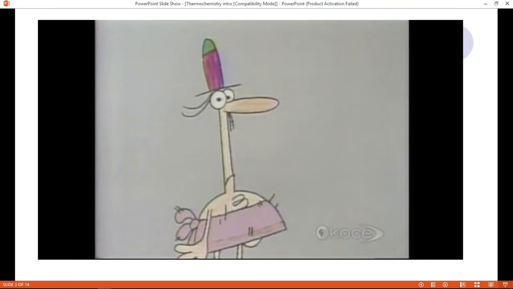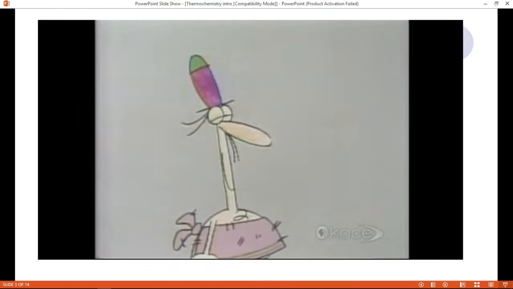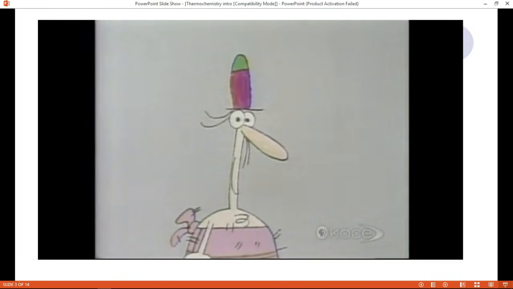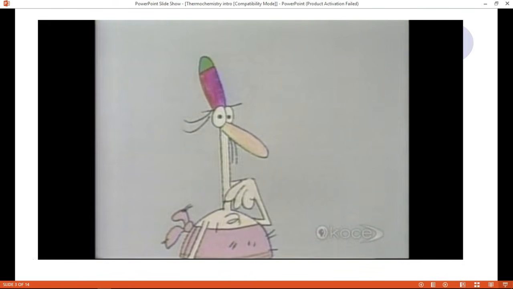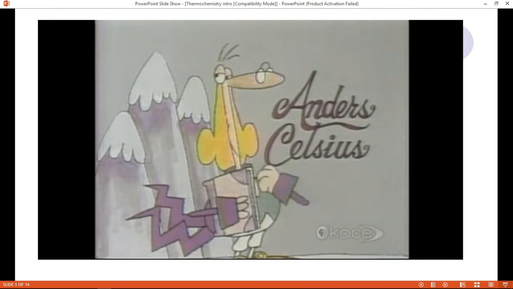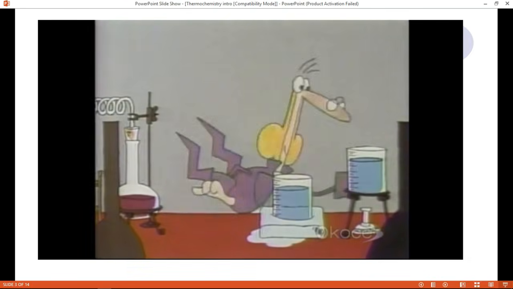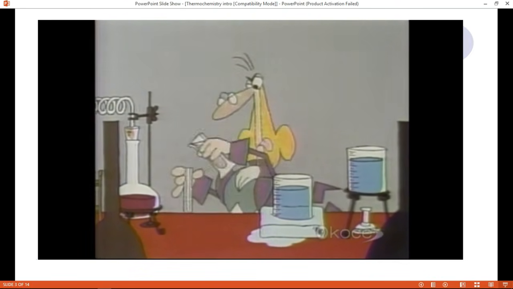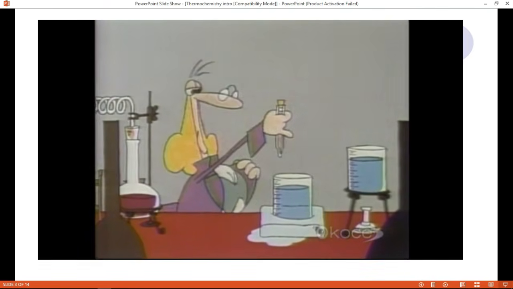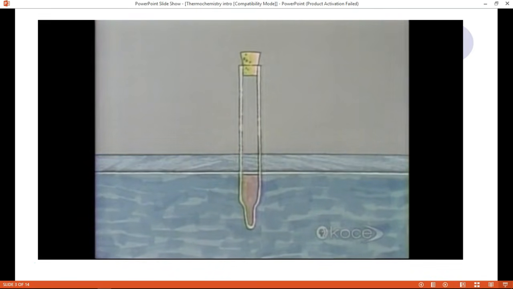Wait a minute. There's something else we know about hotness. It not only causes a speed up of molecules, but this speed up causes matter to expand. So we could measure molecule speed indirectly by measuring the effect of that speed, the expansion itself. And that's exactly what a Swedish scientist by the name of Anders Celsius did in 1742. He took a liquid that expands quite a bit when it gets hot, mercury, and poured it into a little tube. He then put the tube into some freezing cold water, and the mercury contracted down to here.